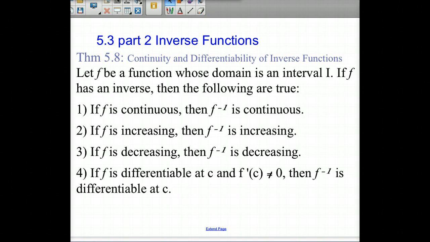5.3, Part 2, Inverse Functions. We're going to start with Theorem 5.8, the continuity and differentiability of inverse functions. Are inverse functions all continuous? Are they all differentiable? Let's talk about it.